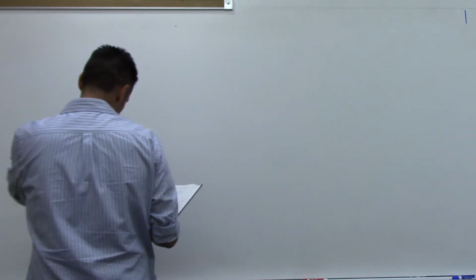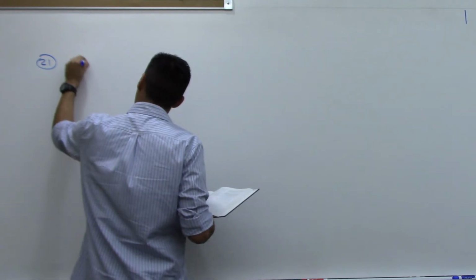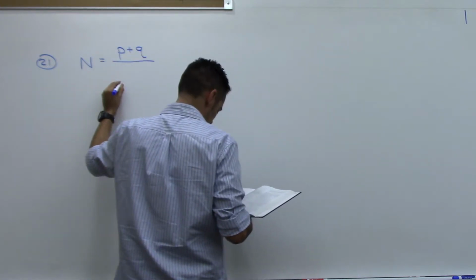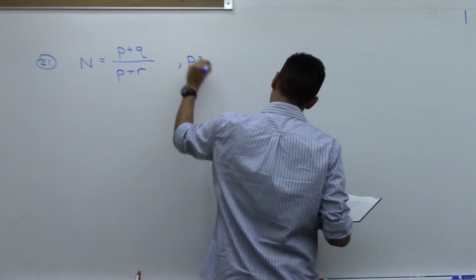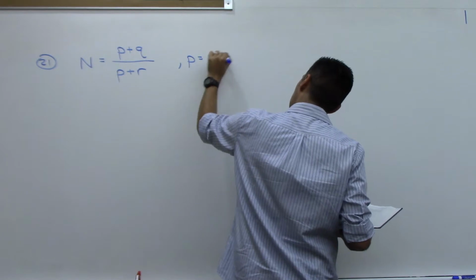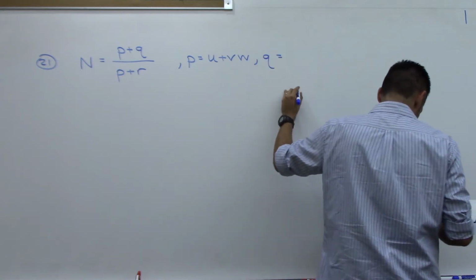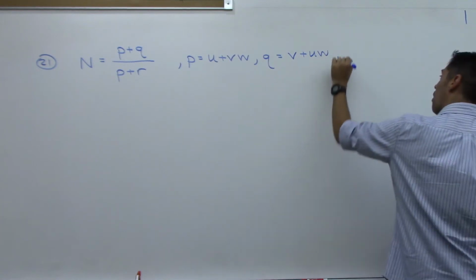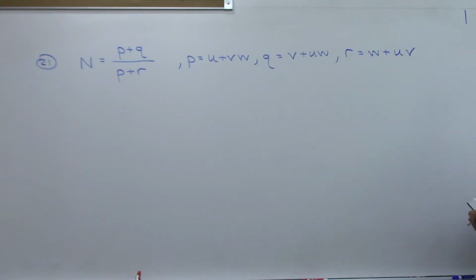Well, you know what? 21 looks pretty good. Let's do 21. Capital N is equal to (P plus Q) over (P plus R). P is equal to U plus VW. Q is equal to V plus UW, and R is equal to W plus UV. Oh my goodness.